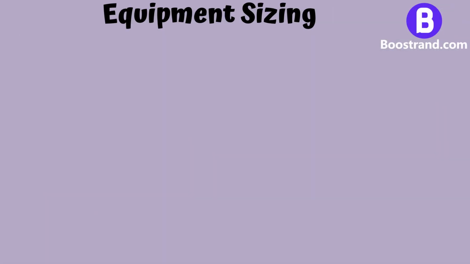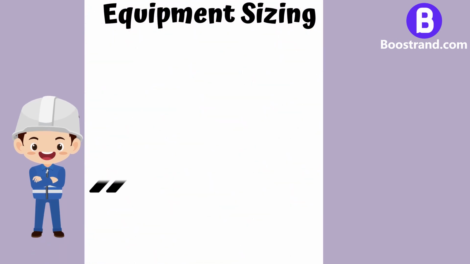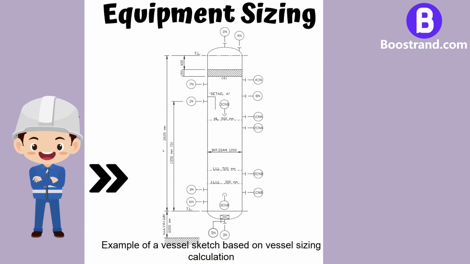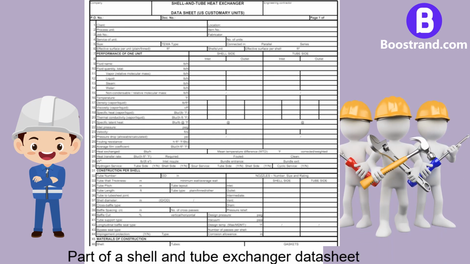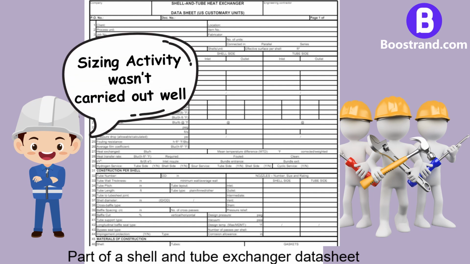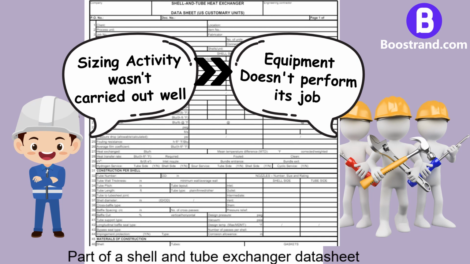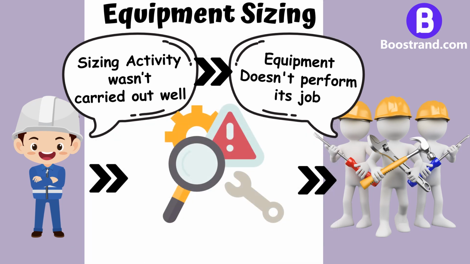Through equipment sizing activities, a process engineer can give the main equipment dimensions and requirements. Based on the sizing output, the equipment data shall be added in the relevant datasheet. This datasheet shall then be used by the equipment manufacturer, mechanical, civil engineers, and other engineering disciplines. So if the equipment sizing activity wasn't carried out well, the downstream manufacturing and engineering activities can lead to a piece of equipment that is not performing its job. This can cause severe issues.